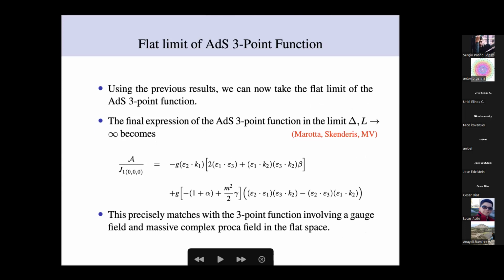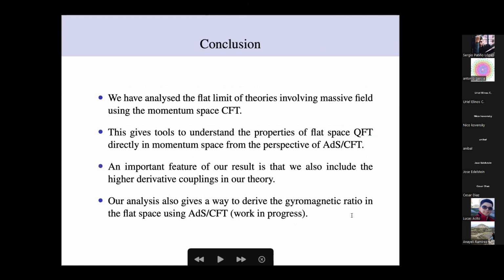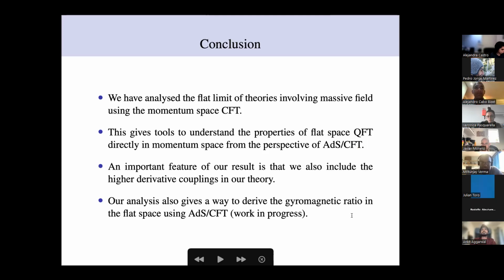Next. To conclude, we have analyzed the flat limit of theories involving massive fields using momentum space conformal field theories. This gives us tools to understand properties of flat space QFT directly in momentum space from the perspective of AdS/CFT. An important feature of our result is that we also include hard derivative couplings in our theory. Our analysis also gives a way to derive the gyromagnetic ratio in flat space using the AdS/CFT correspondence. This is a work in progress. So thank you.